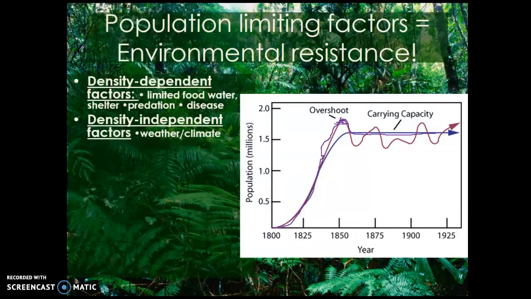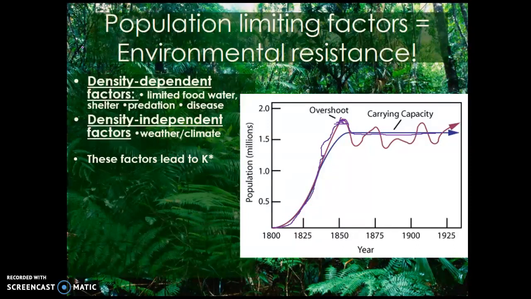Density-independent factors are going to be things like weather and climate. So for example, let's say it's a very, very warm summer, an abnormally warm summer, and we're in the forest, and this type of beetle lays a bunch of eggs, and since the weather is so hot, a lot of the eggs don't hatch. That's a density-independent factor. That's not really going to affect the population maybe overall, but it's definitely going to affect it for that year.